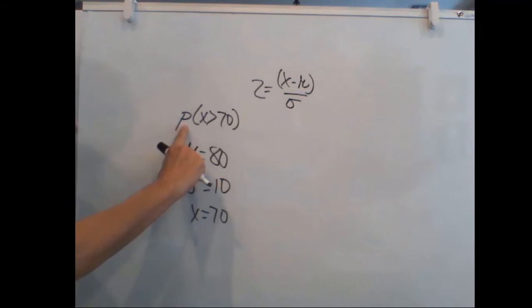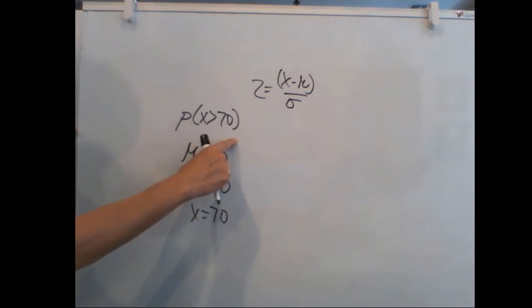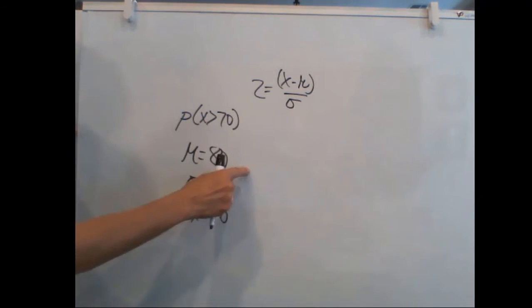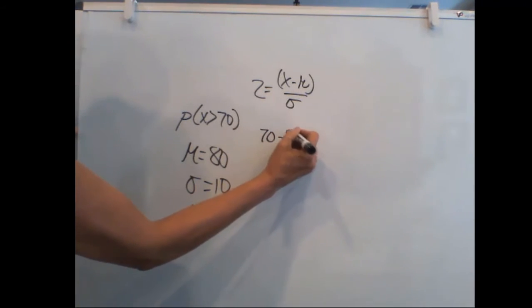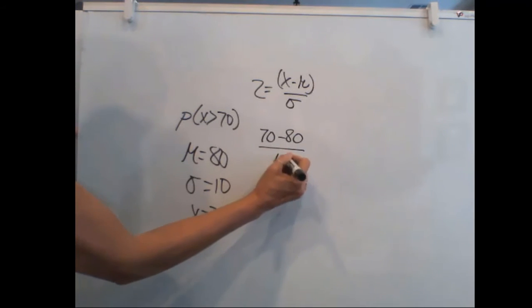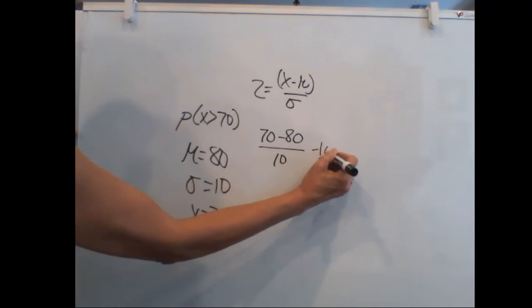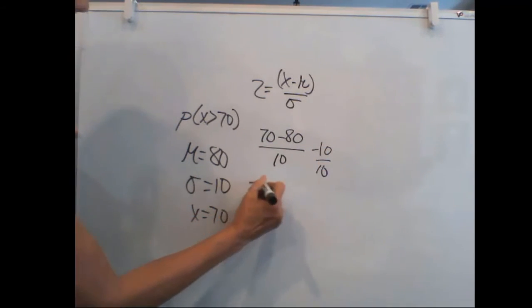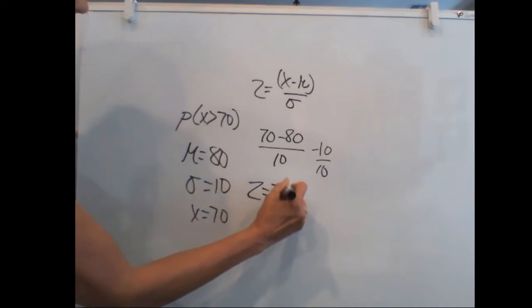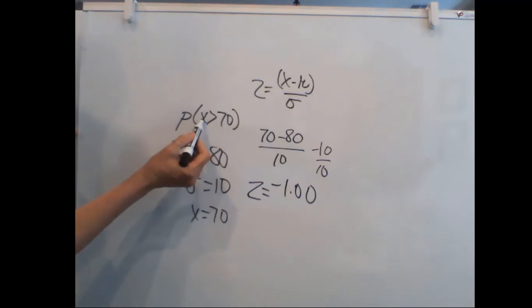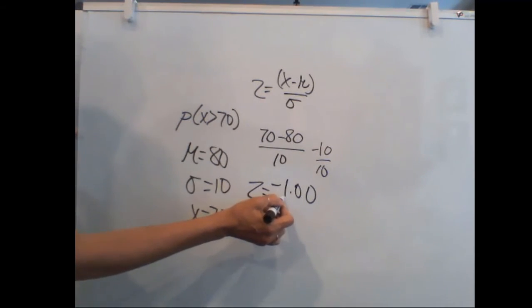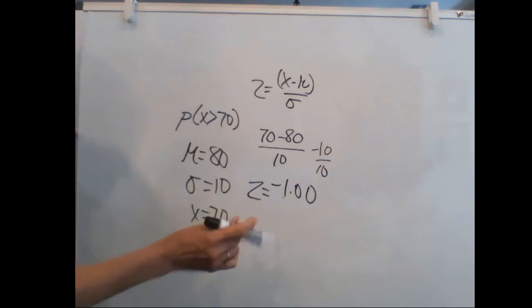So we're looking for the probability of a score that is greater than 70. We have all the information. Let's find the z-score. 70 minus the mean of 80 divided by 10 gives us negative 10 divided by 10. So our z-score in this case is negative 1.00. We're being asked to find the probability of selecting a score greater than a z-score of negative 1.00.